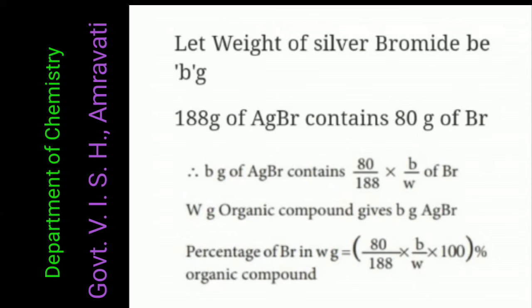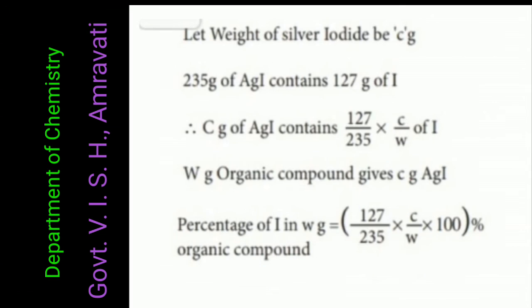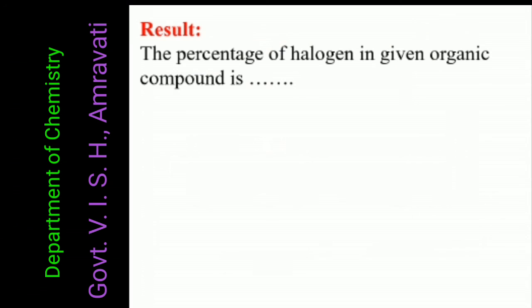Let the weight of silver bromide be B gram. Then, same as silver chloride, here silver bromide is taken and the percentage of bromine is calculated. And here silver iodide is taken as C gram, and in W gram of organic compound, the percentage of iodine can be calculated.